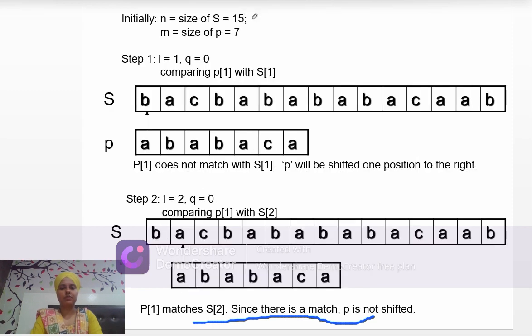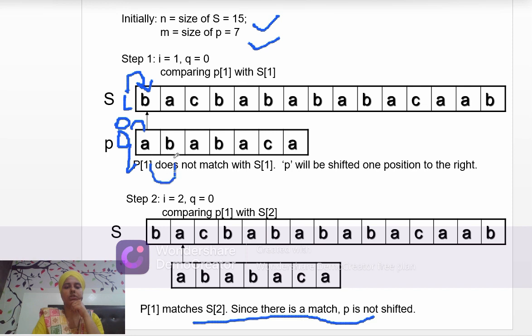We will see it with an example. Here the string size is 15 and the pattern that we want to match is 7. Now we start with the counter I for the string from the first position. This B is in the first position and Q is at the 0th position. We have to compare with the Q plus 1 value. B and A are compared, so it doesn't match. In that case, the pattern is shifted one position to the right.